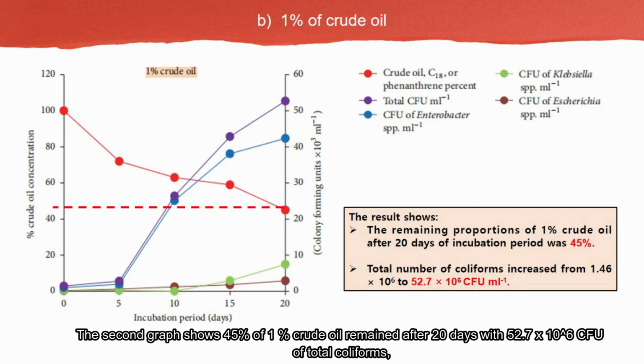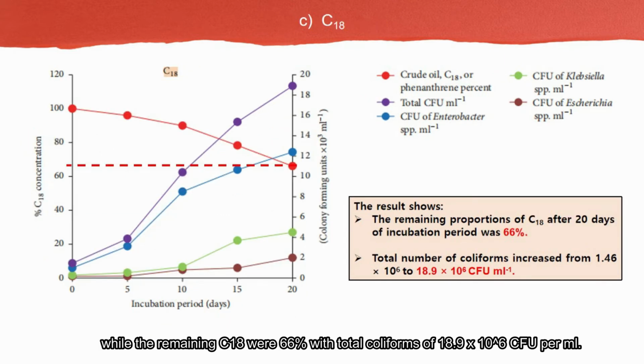The second graph shows 45% of 1% crude oil remained after 20 days with 52.7 times 10 to the power of 6 CFU of total coliforms, while the remaining C18 was 66% with total coliforms of 18.9 times 10 to the power of 6 CFU per milliliter.